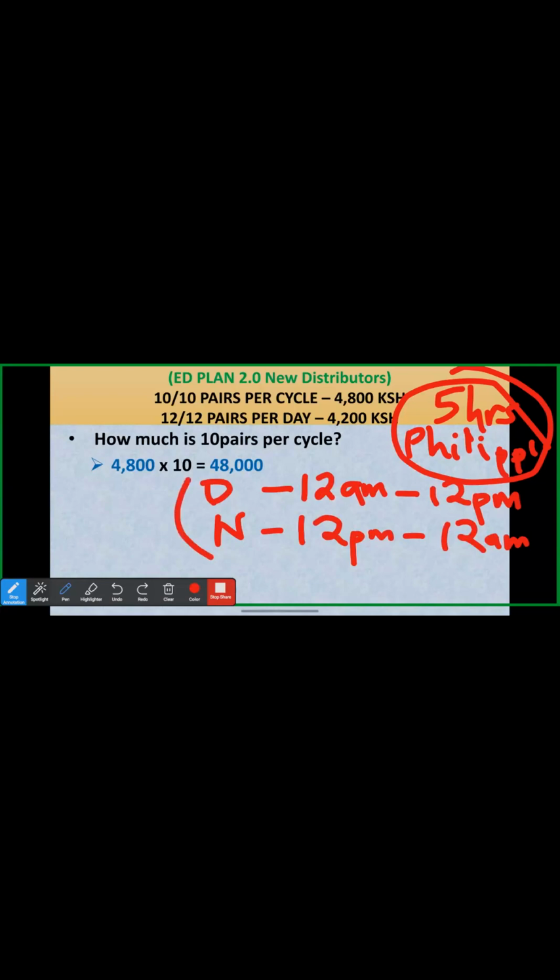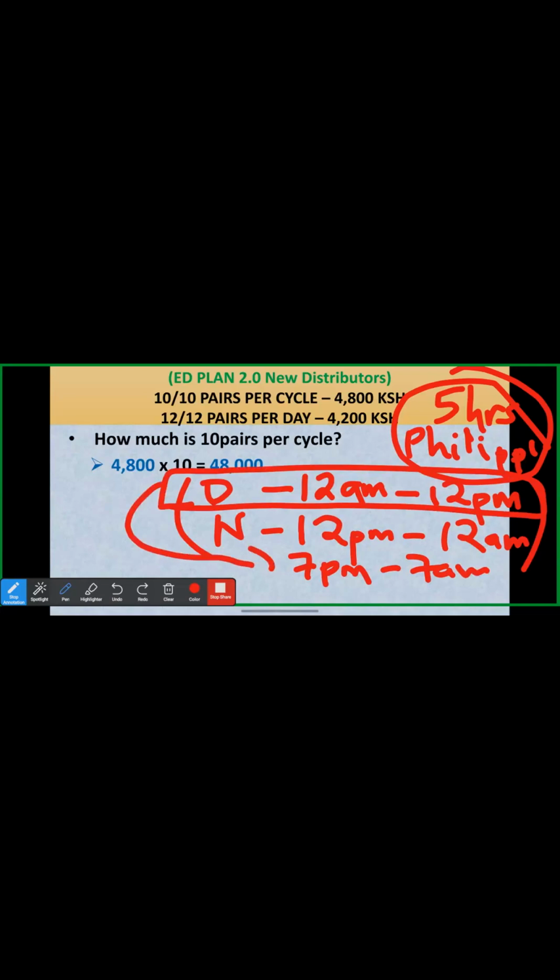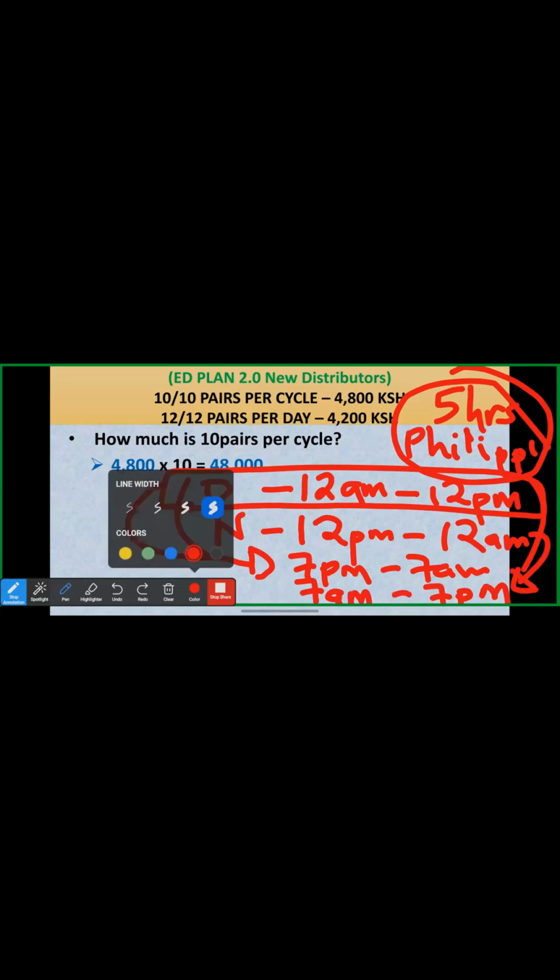But in Kenya, remember that the times are different. So our system, the day cycle, we start it at the opposite time. Ours starts at 7 p.m. to 7 a.m., because that is the Philippines time. This is the day cycle in Kenya, 7 p.m. to 7 a.m. And then the night cycle is from 7 a.m. to 7 p.m. This is the night cycle. Hope we are clear up to that point.